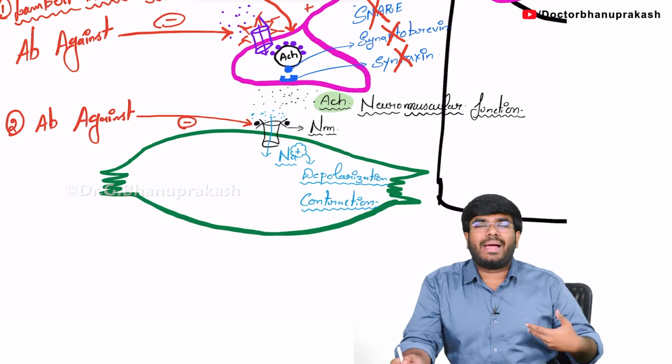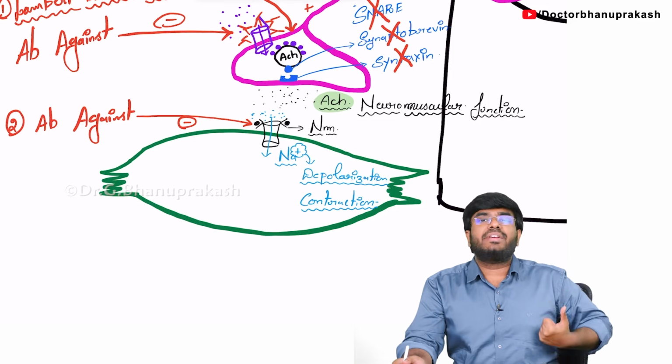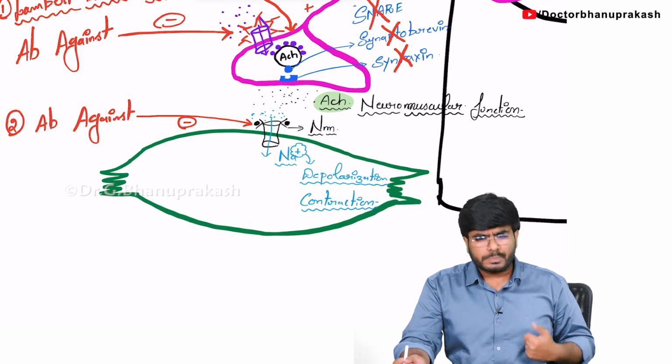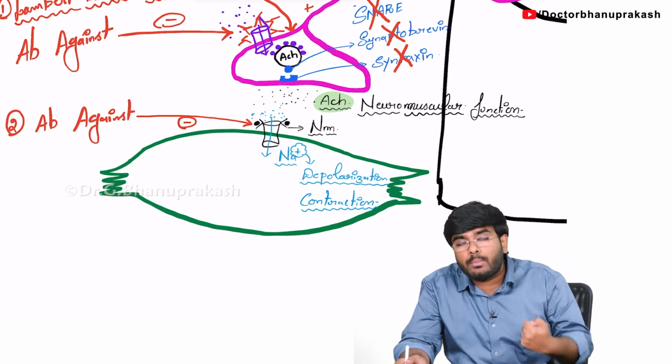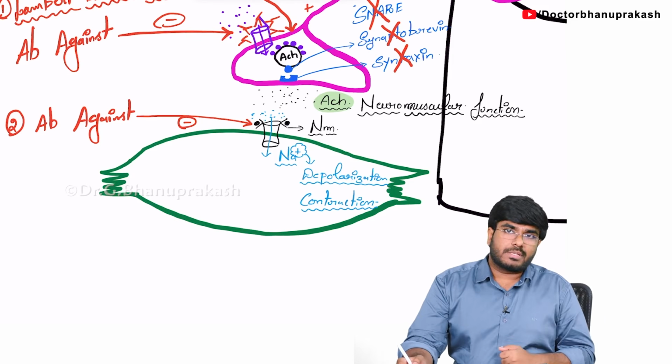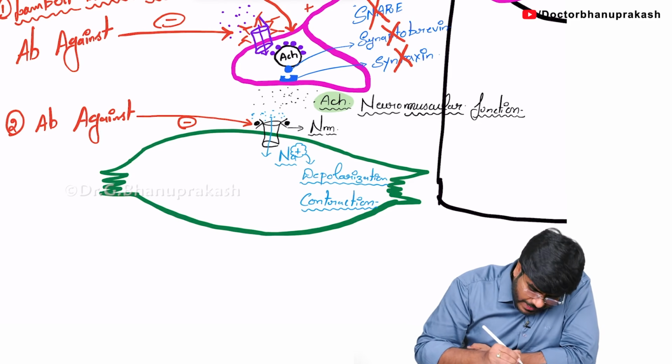So the patient is going to have myasthenia, muscle weakness. He cannot contract the muscles. It is very hard for him to contract the muscles because the acetylcholine is not able to go and bind with the NM receptors. So what is the name of this disease? The name of this disease is myasthenia gravis.